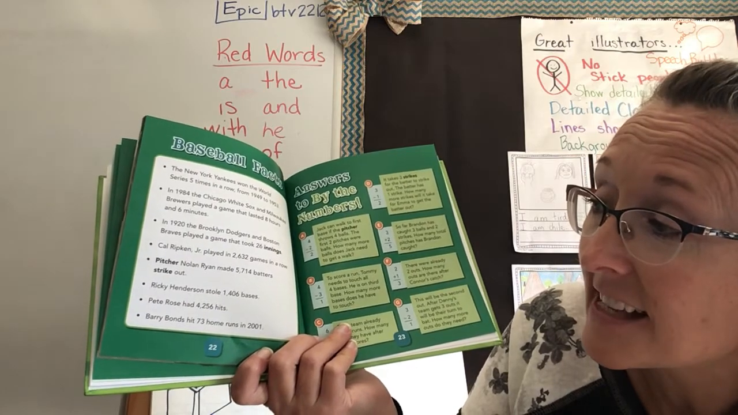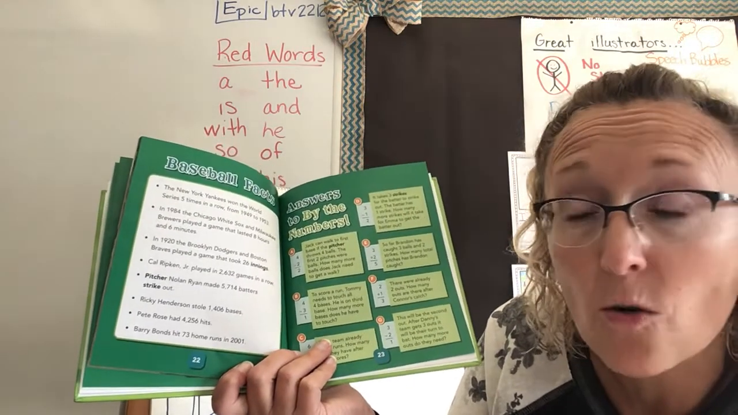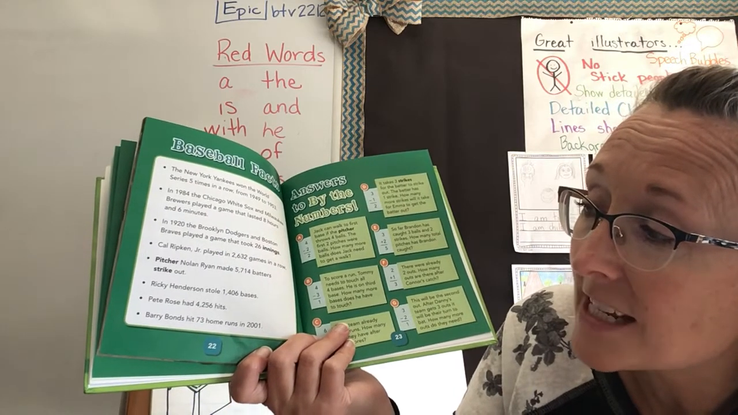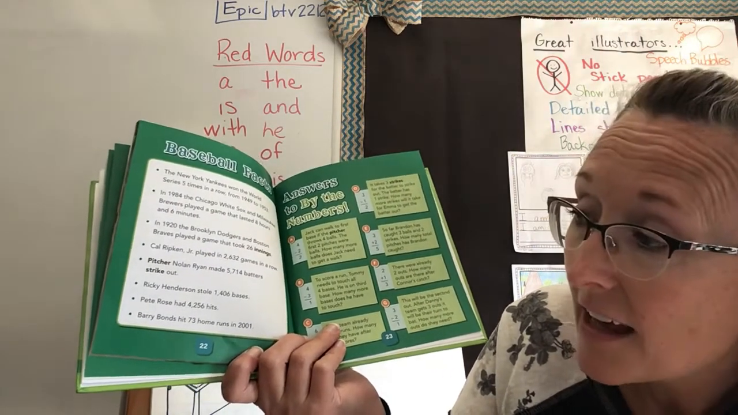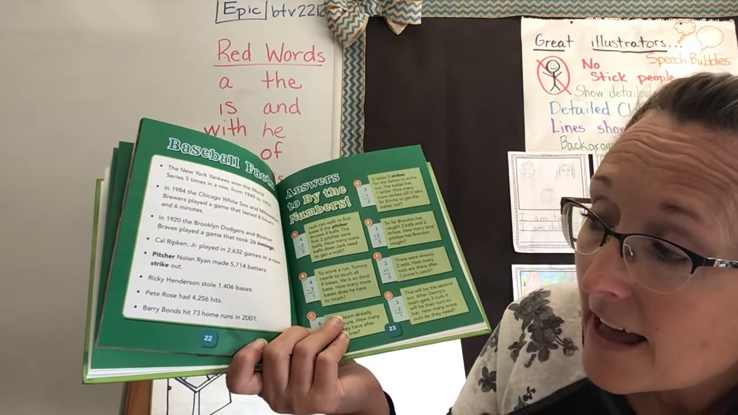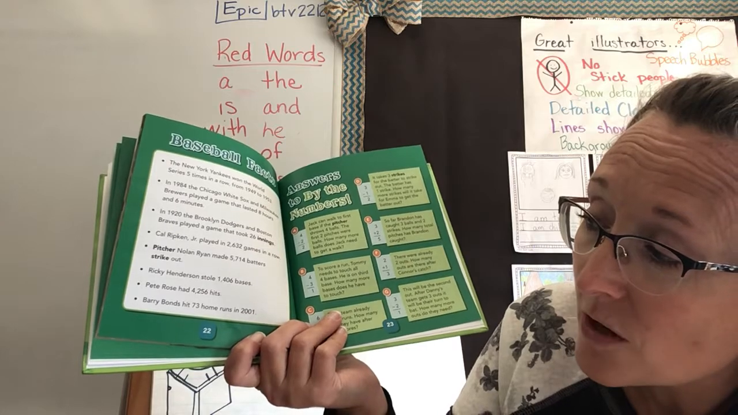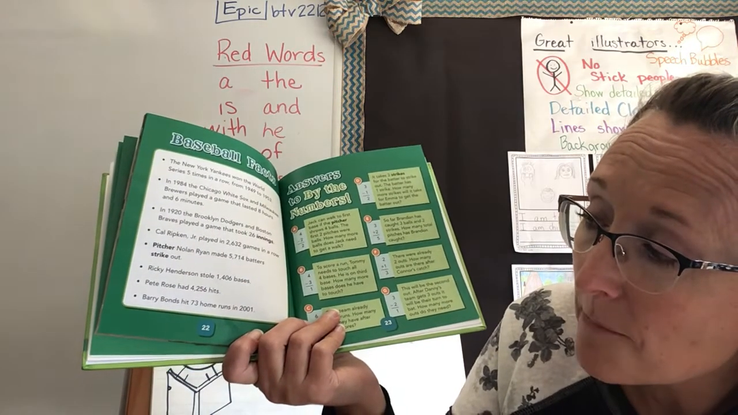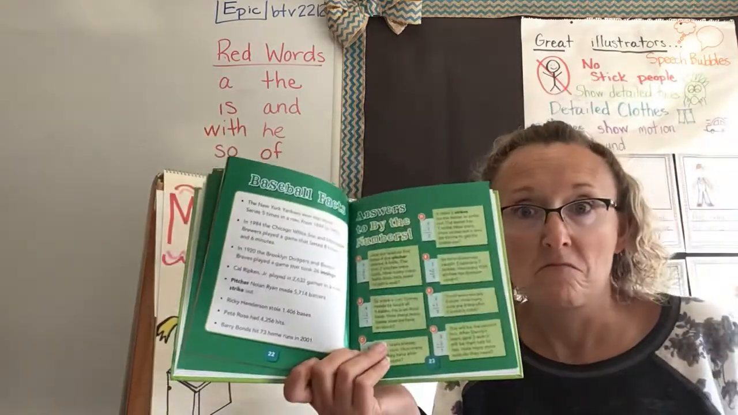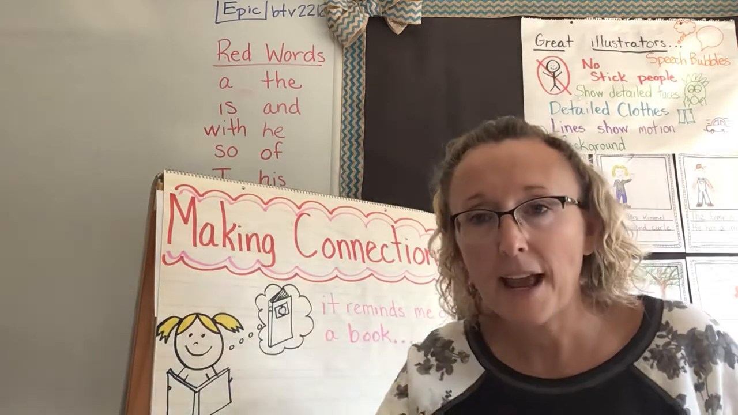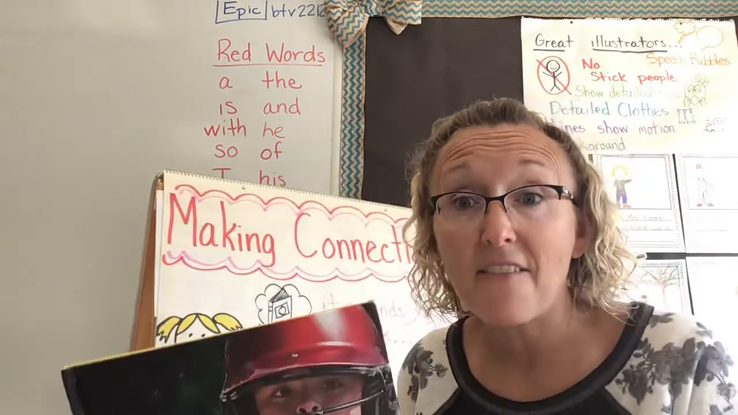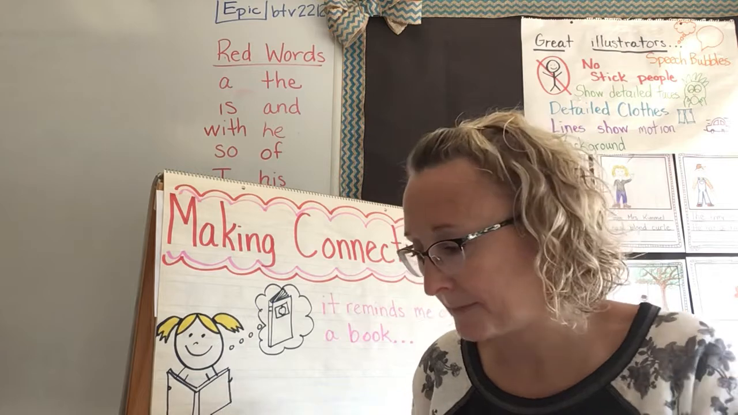Cal Ripken Jr. played 2,632 games in a row. Pitcher Nolan Ryan made 5,714 batters strike out. And Ricky Henderson stole 1,406 bases. Pete Rose had 4,256 hits. And Barry Bonds hit 73 home runs in 2001. Those are cool facts. Okay, that was that first book. Now I'm going to read this one, and if I have any connections, I'm going to stop.